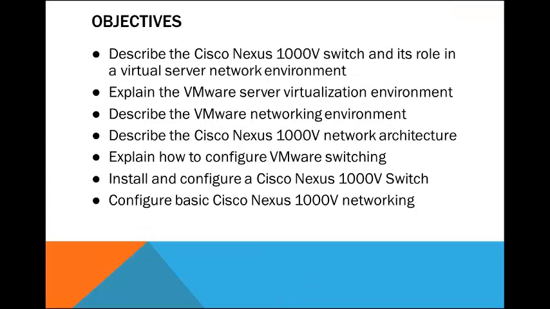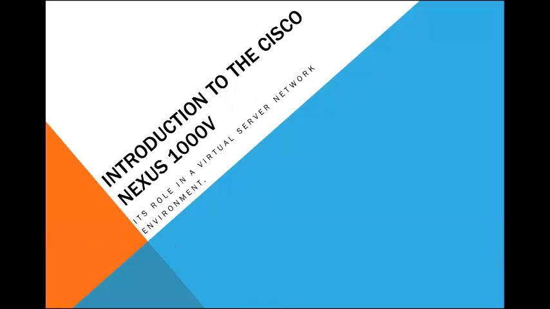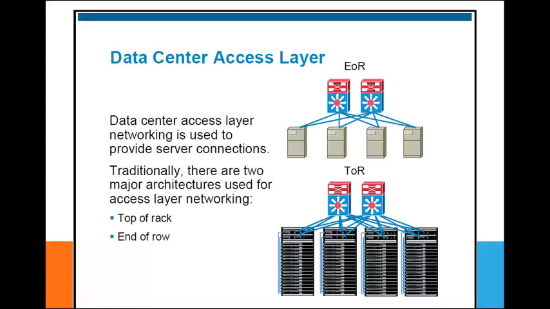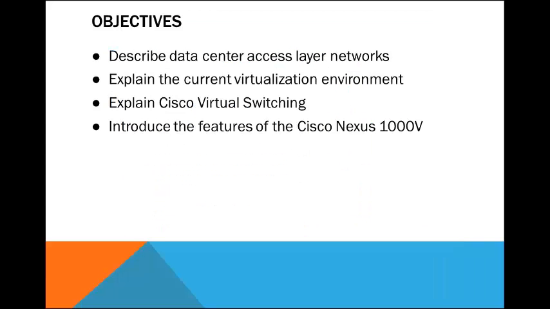So this chapter is going to cover 1000V, the entire module. Let's break it into small pieces. Introduction to Cisco Nexus 1000V. It's a virtual server environment. In this chapter we are going to understand how the data center access layer network looks before virtualization and after virtualization. We will discuss the current virtualization environment, and also see the Cisco solution for virtual switching, which is 1000V.